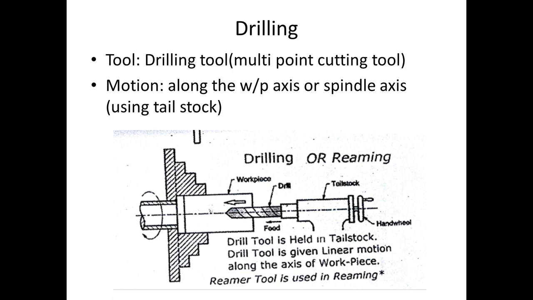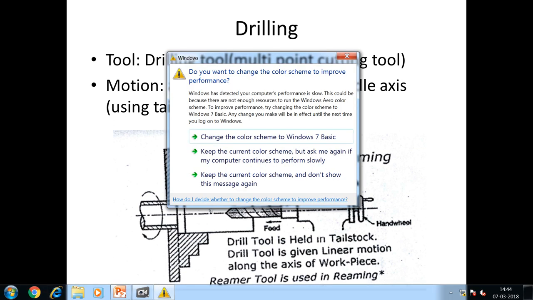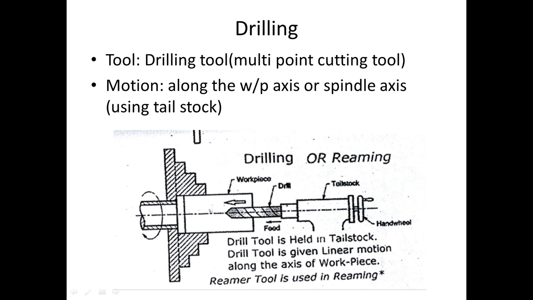We can do the reaming operation, drilling operation, and a few operations similar to the drilling machine. So that's the difference between the drilling operation on a drilling machine and a lathe machine. For the lathe machine, the workpiece is rotating and the drill bit is given feed by using the tailstock. Whereas for the drilling machine, the drill bit is rotating inside the spindle and chuck, while the workpiece is stationary. So you should remember that is the difference between the drilling operation on these two different machines.